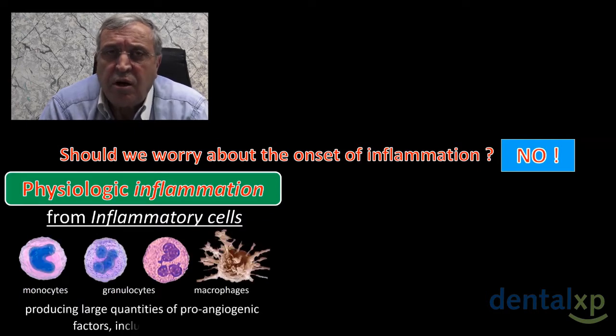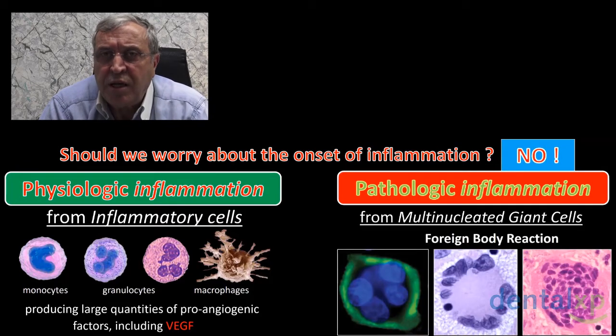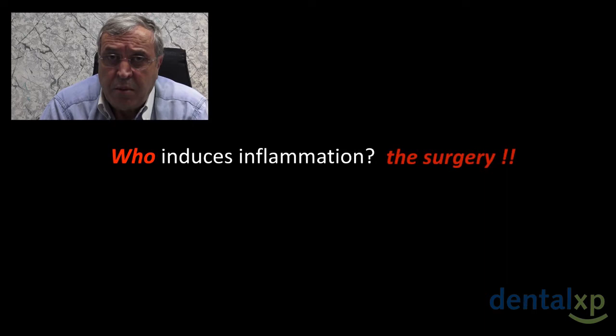We have two kinds of inflammation. Physiologic, coming from inflammatory cells. This is a classic behavior when we want to heal. We need inflammation. And we have the pathologic inflammation coming from giant cells. They're cells that induce foreign body reaction. And this is why we do not worry about physiologic inflammation. But we have to answer also the question, who induces inflammation? Of course, the surgery, your hand, your bistouri.